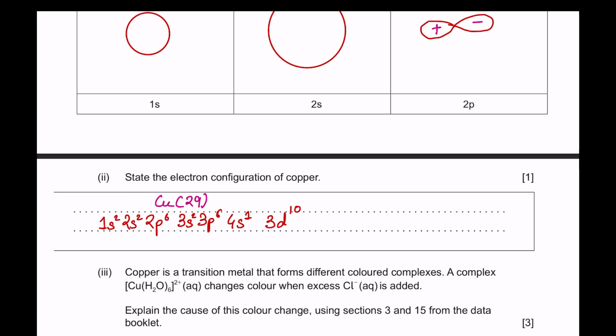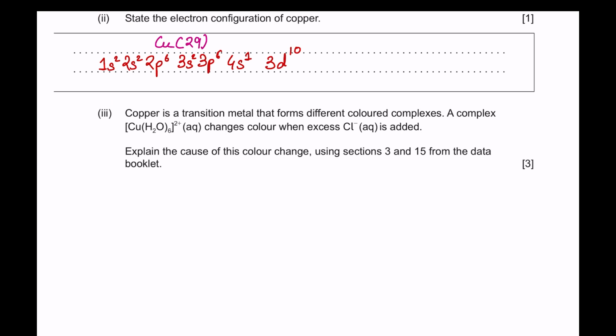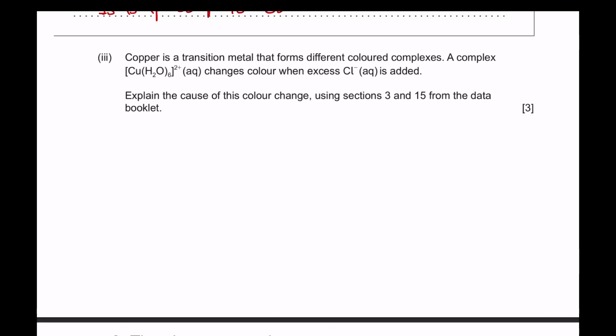So this is the electronic configuration. This is an exceptional configuration, but yeah, that's how it will look. Next, we have to use section 3 and section 15 from the data booklet. So let me include it here. So continuing with part 3.